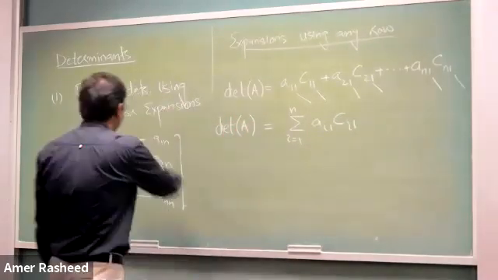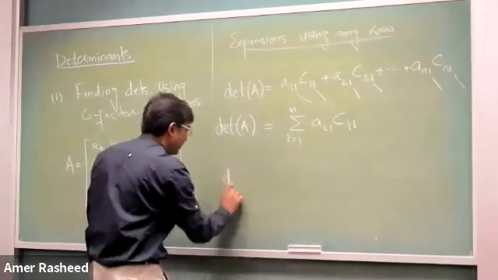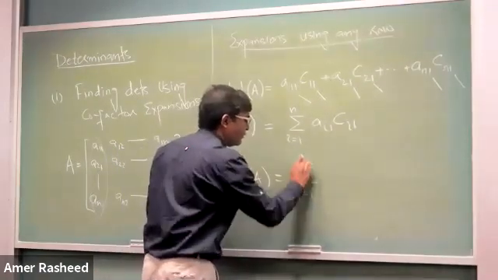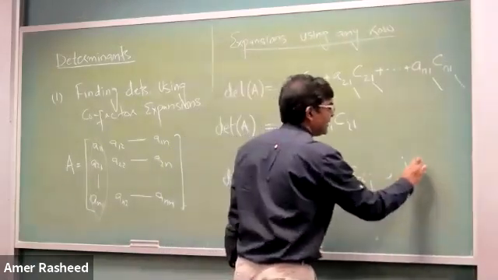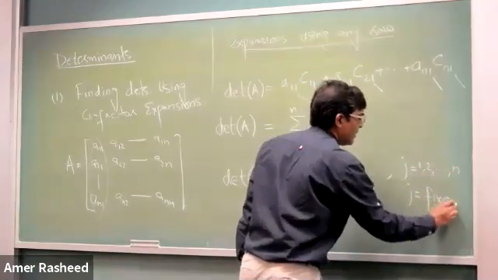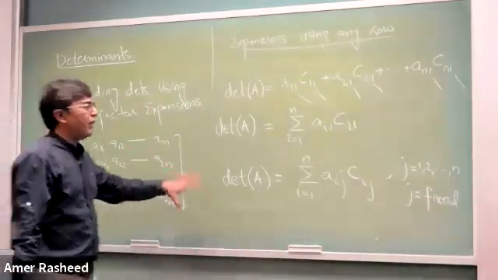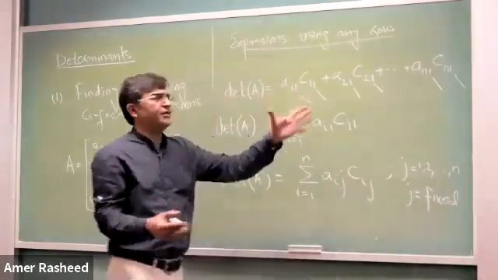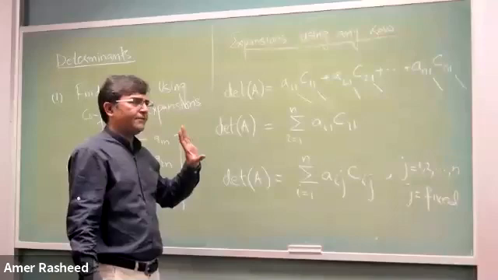And in general, for any particular column, you can write the cofactor expansion. How can we write it? Summation i from 1 to n, a_ij c_ij. Now, what is j? j is fixed now, because j represents the column. For any column, you have to put the corresponding index number here, and then you can write the cofactor expansion with respect to any column in order to find the determinant.